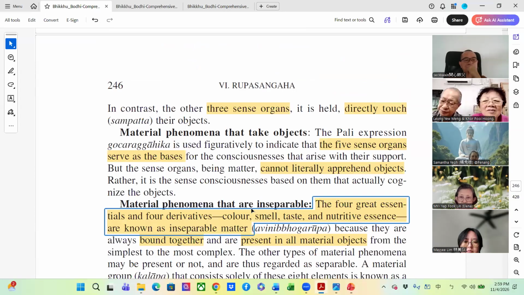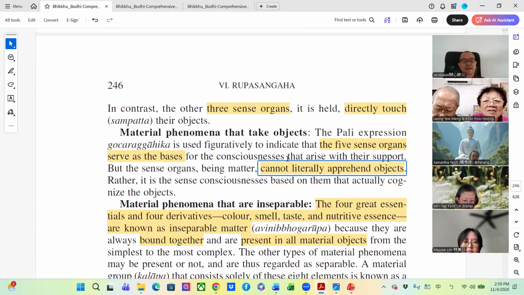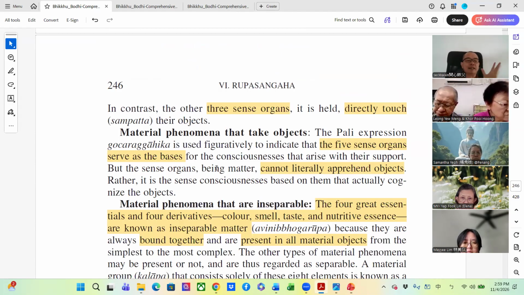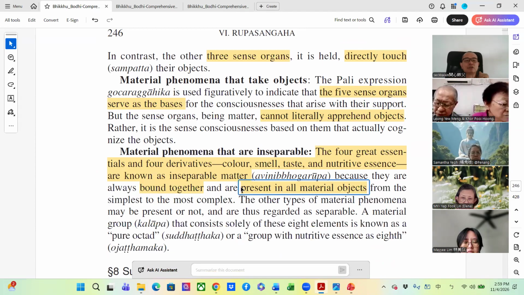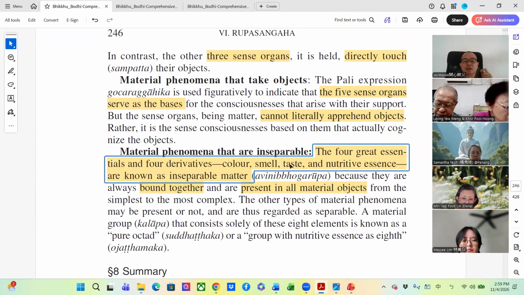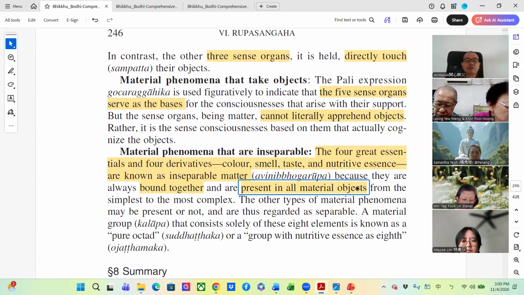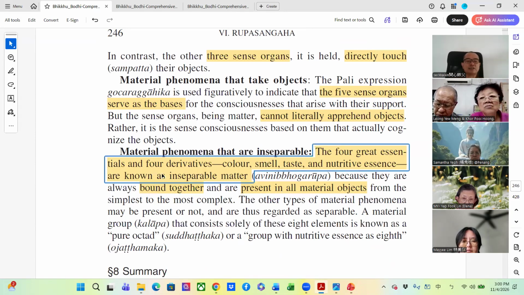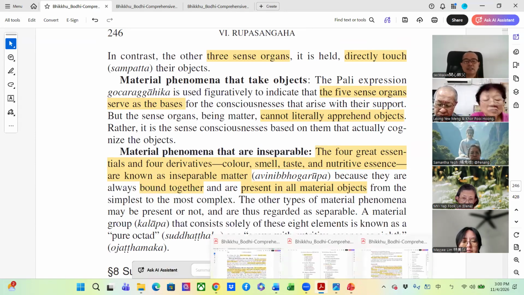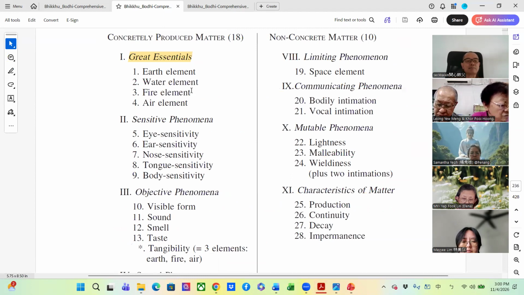Okay, next we go to the material phenomena that take objects. They say the five sense organs serve as the basis, but cannot literally apprehend objects. Basically, then the material phenomena that are inseparable are the four great essentials and the four derivatives. So these eight are inseparable.